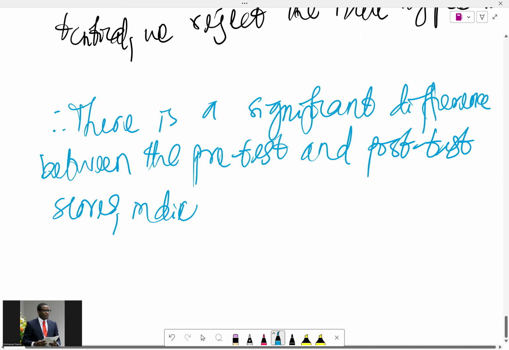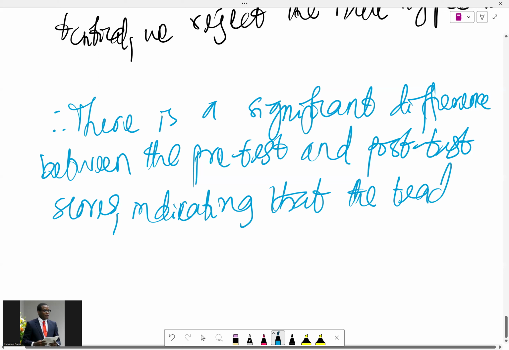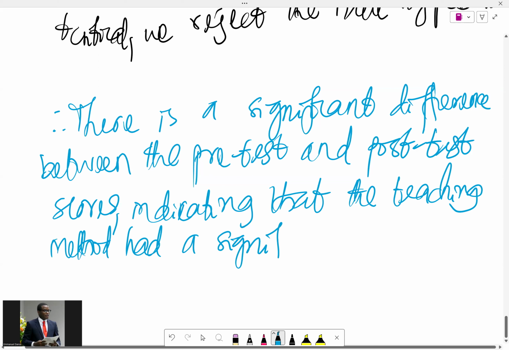indicating that the teaching method had a significant effect. So if you are trying out a teaching method to see its impact, then this kind of test has shown that you should continue with this teaching method and discard the old one.